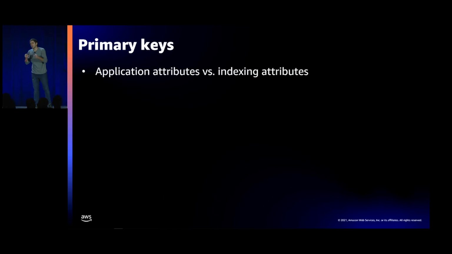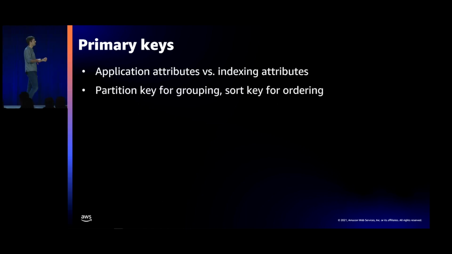Second thing is, we talked about two primary key types in DynamoDB. You're almost always going to use that composite primary key that has two elements, a partition key and a sort key. Just in terms of how I think about those, the partition key is for grouping. The sort key is for ordering.